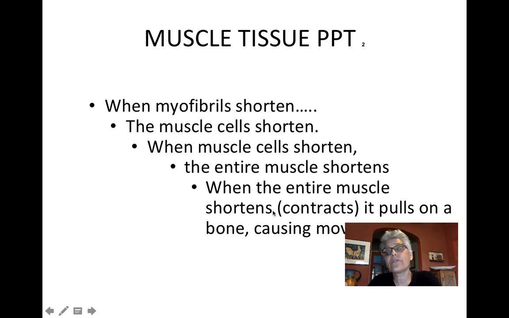Okay, so we know the anatomy now. Let's start thinking about the actions of some of these parts. So since the myofibrils are able to shorten, and the muscle cell then shortens, the entire muscle shortens, and when the entire muscle shortens, it contracts on a bone, causing movement. We have to understand how each of these things occurs. So we're going to be looking much more closely into the physiology or the function of all these different parts.